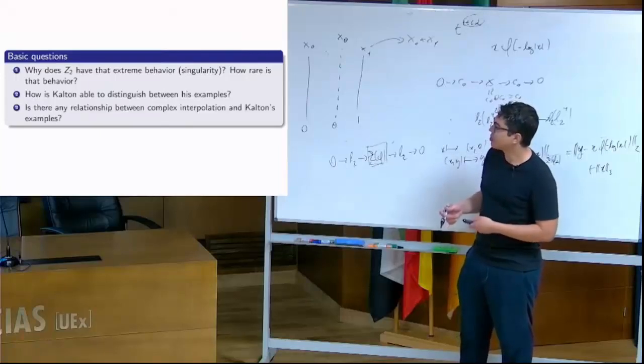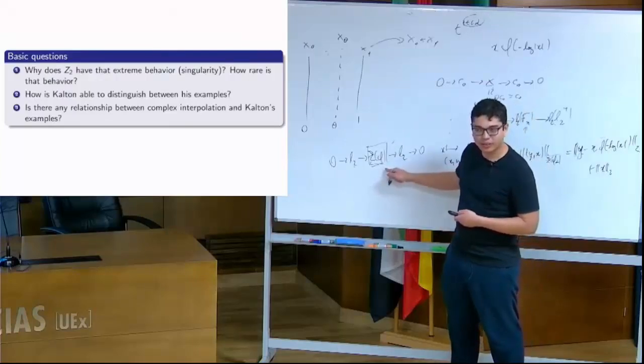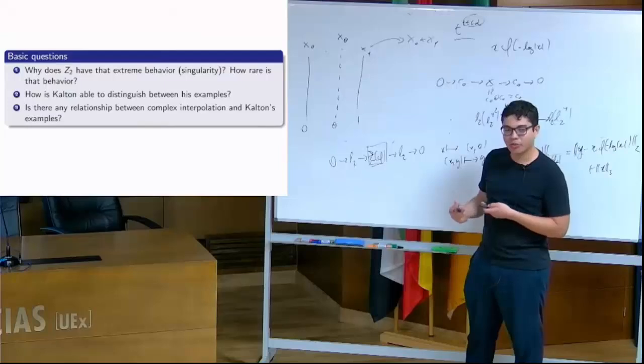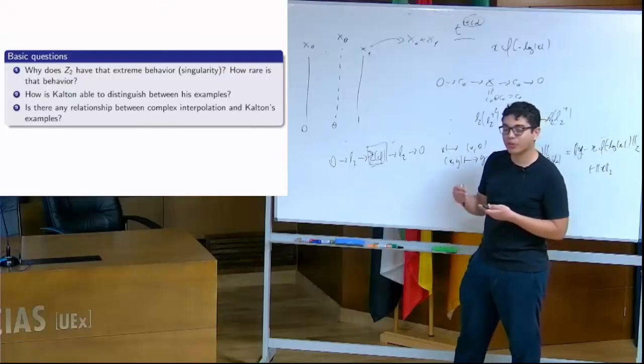And third, so this space is not isomorphic to its complex conjugate if you take this kind of maps. Is there any relationship with complex interpolation there? So these are the kinds of questions we were thinking about in this work.